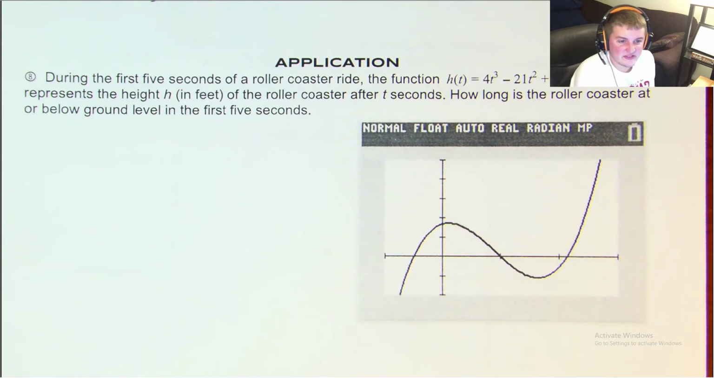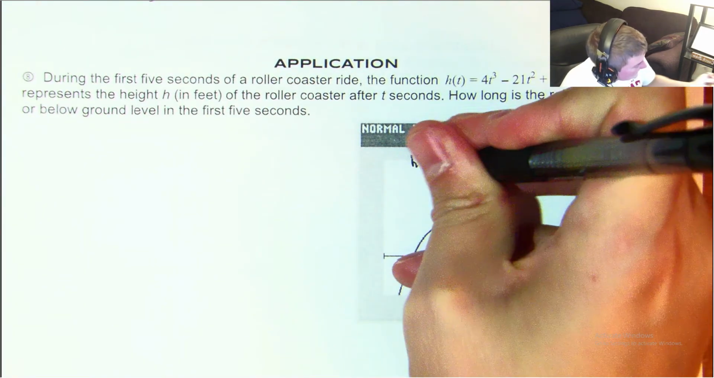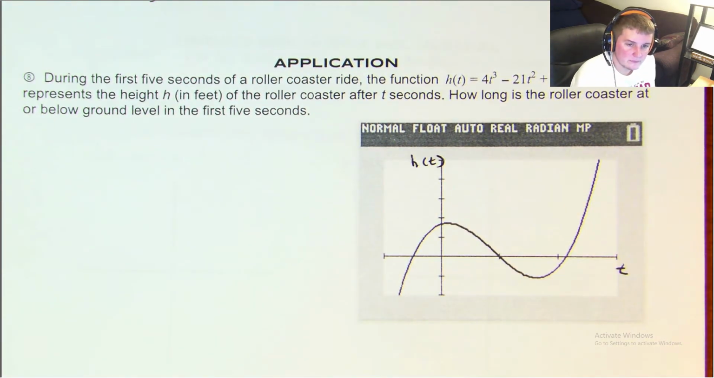Okay, during the first 5 seconds of a roller coaster ride, the function h of t is equal to 4t cubed minus 21t squared plus 9t plus 34, and it represents the height of the roller coaster after t seconds. So this is my t in time, and this is my height as a function of my time. How long is the roller coaster at or below ground level in the first 5 seconds?